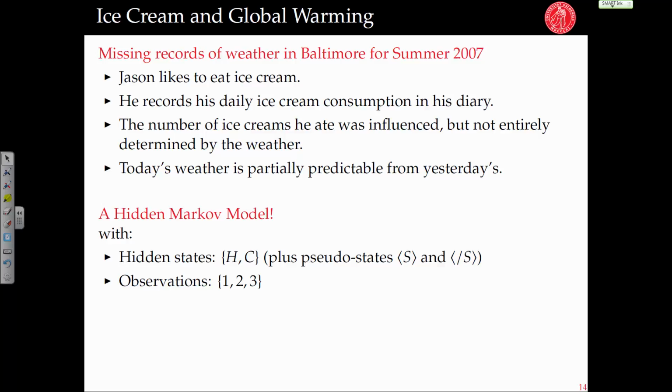And the observations will be drawn from 1 to 3. So what this means is that Jason ate at most 3 ice creams, so he didn't eat more than three ice creams in one day. And there was no day where he ate nothing, so that's why we don't have 0. So it's 1, 2, 3. So this is our space of possible observations. So we will have things like 1, 1, 1, 1, 2, 3, 3, 1, 3, etc.